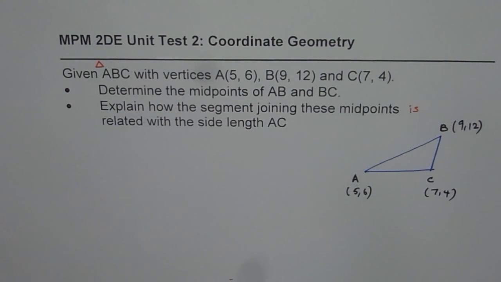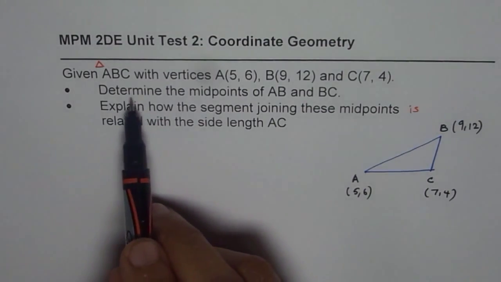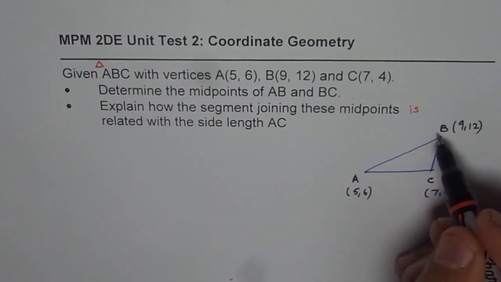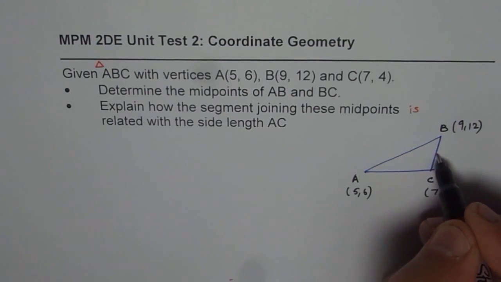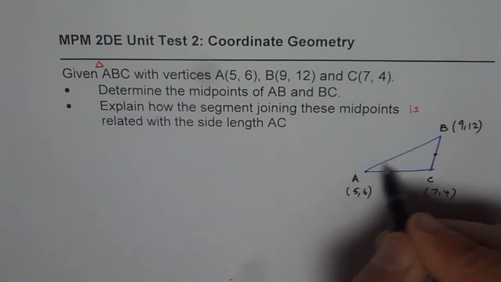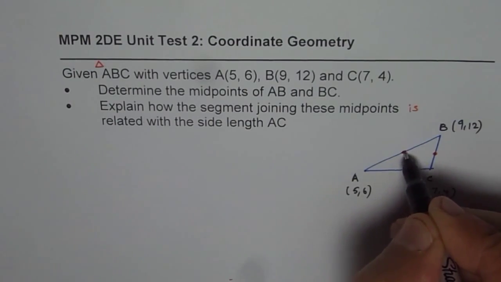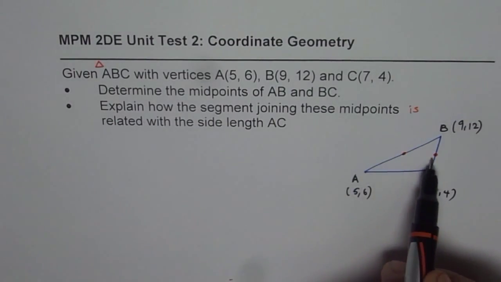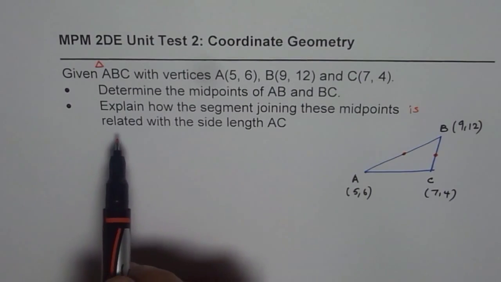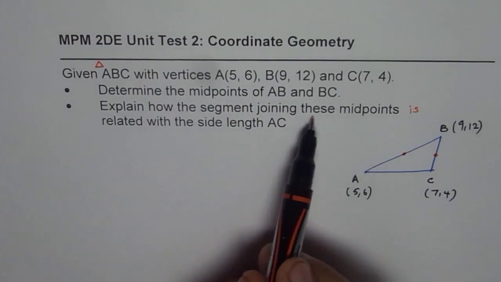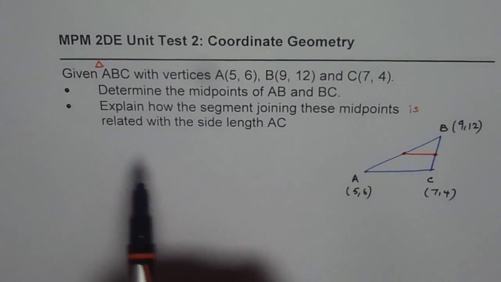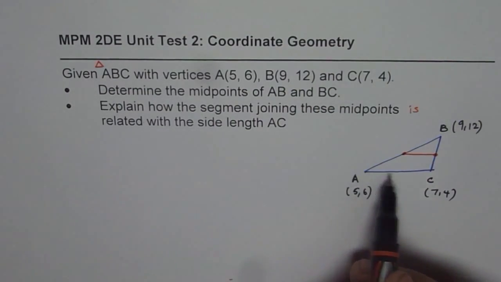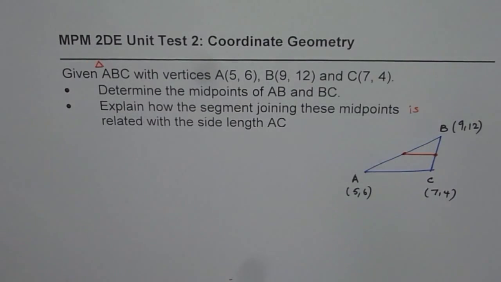So what we need to do here is determine the midpoints of AB and BC. So these two midpoints. Let us say this midpoint is here and the AB midpoint is somewhere here. So that is what we need to find. That's the first part. Second is to explain how the segment joining these midpoints is related with the side AC. So this is what you need to find.